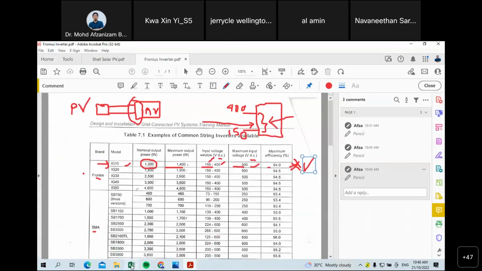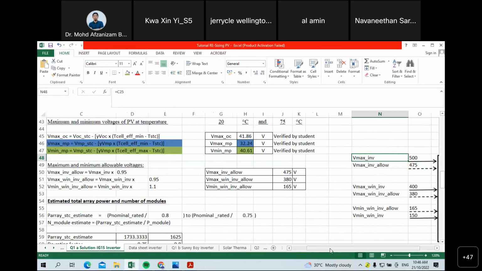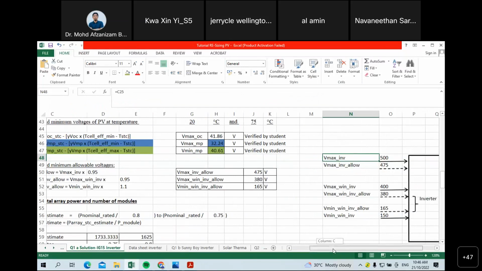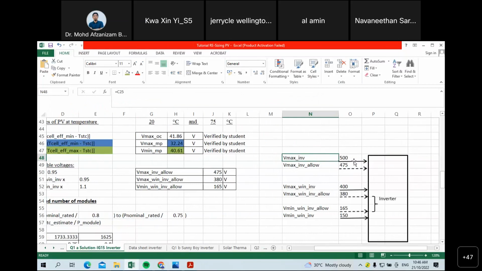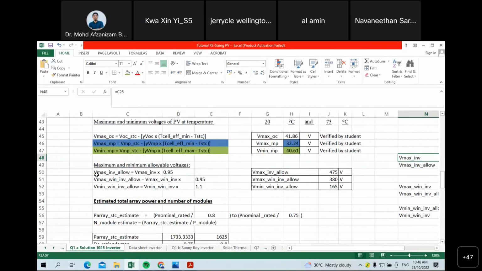We try to sketch this thing at first, and then we go for the so-called safety factor, because we don't want our voltage to just meet the maximum value, which is 500. Instead, we go for slightly lower than this 500. So Vmax inverter allow equals Vmax times 0.95, which is obtained as 475. So can someone verify for this?